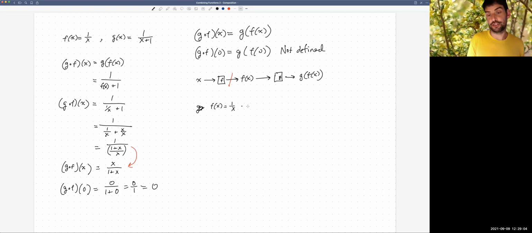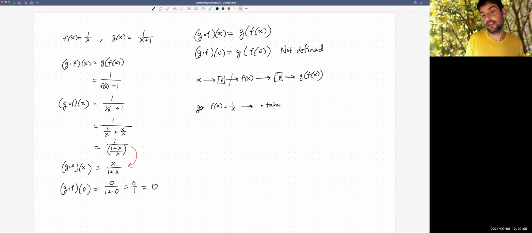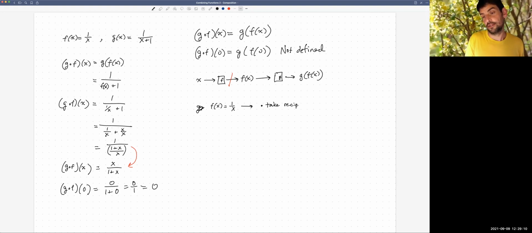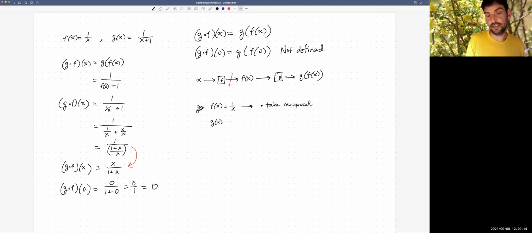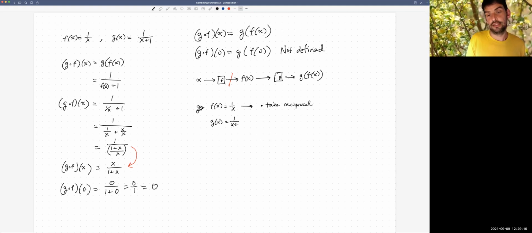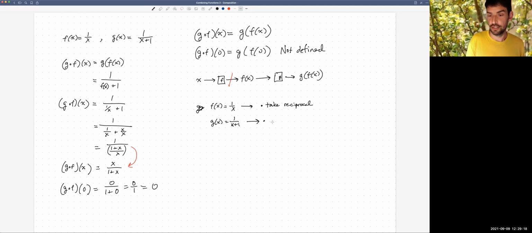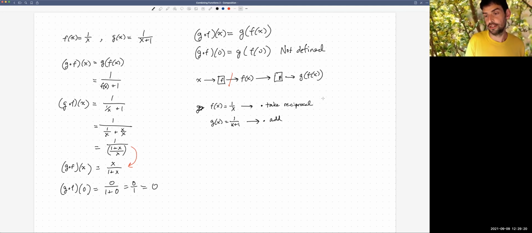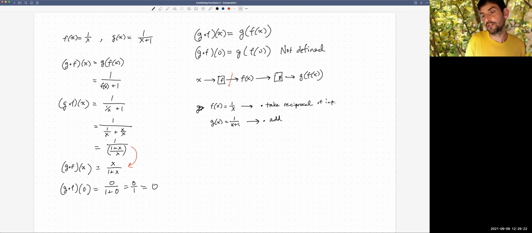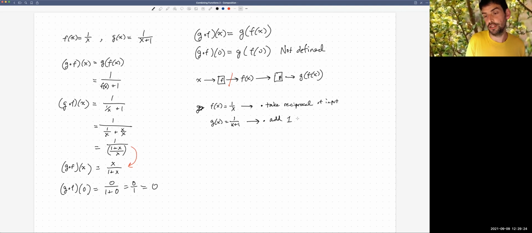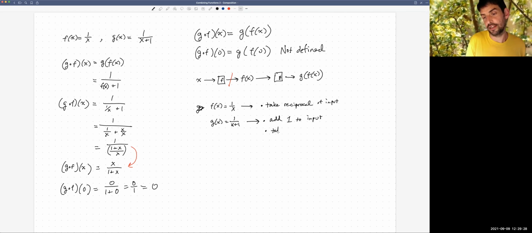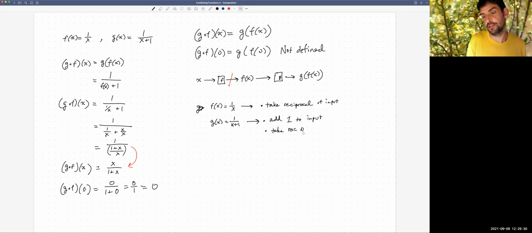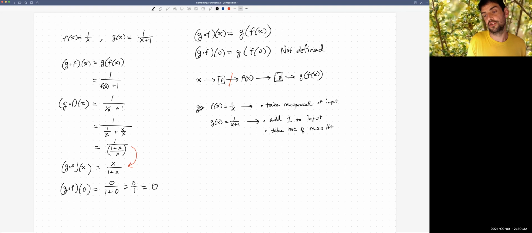One other way to think about this, a way I like to conceptualize functions sometimes, is as a set of instructions, right? So f is the function that says: take the reciprocal. G of x is the function that says: given an input, add 1 to the input, and then take the reciprocal of the result.